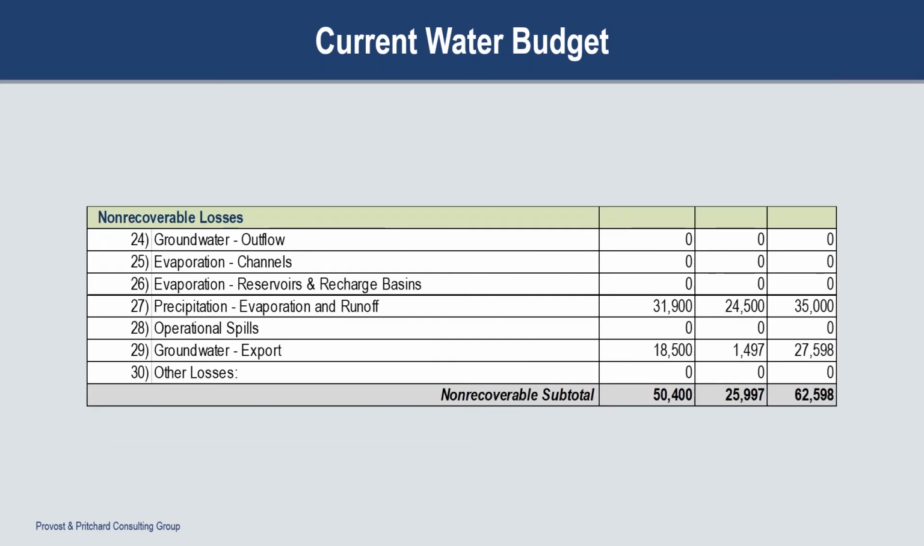We also have non-recoverable losses. So for precipitation, how much evaporates or runs off and isn't either beneficially used by crops or doesn't recharge the groundwater of 31,900 acre feet. And we also have groundwater export. So the 18,500 acre feet is from the James ID well field. So that's how much they pump and export out of the McMullen area GSA.